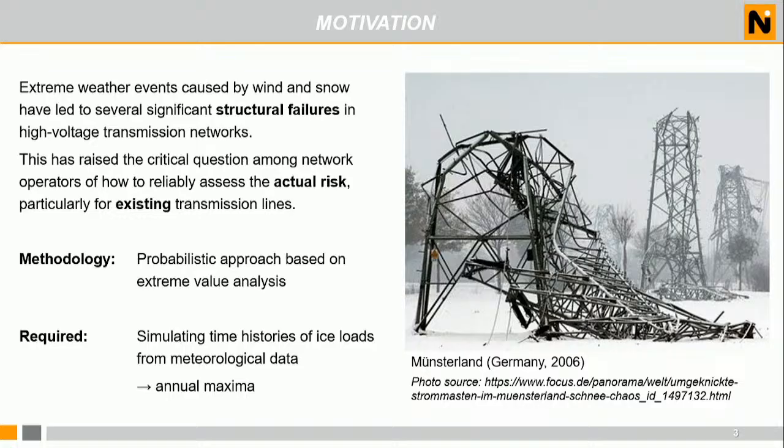There have been several structural failures also in recent years due to wind and snow. The picture that you see there is a catastrophic event which happened in Germany in 2006. It caused a lot of damage. The phenomenon was wet snow accretion, what we are talking about. So this raised the question among network operators, what is the actual risk that we have? And this question is important not only for the new design transmission lines, but also for the existing transmission lines.